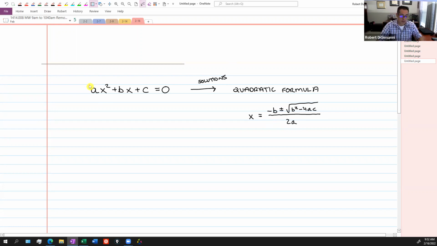Why would I go through all this trouble that I just did if I had this formula? The formula works, it'll give me the answers just like what we just did will give me the answers. This one will work as well, and it's just probably faster.